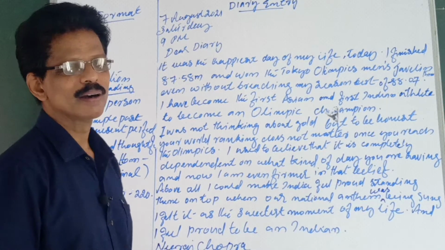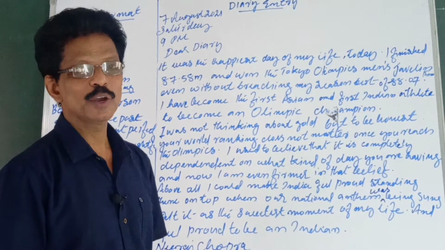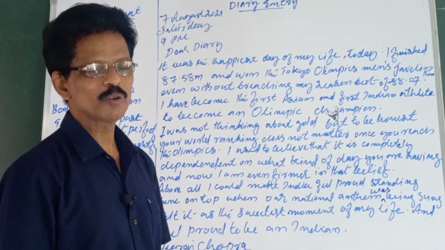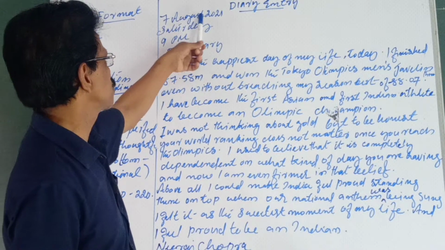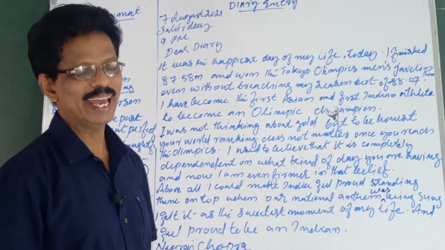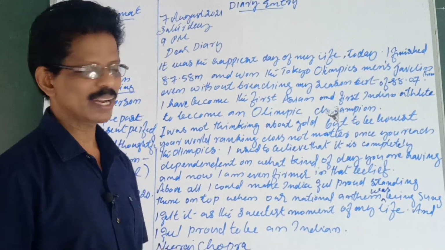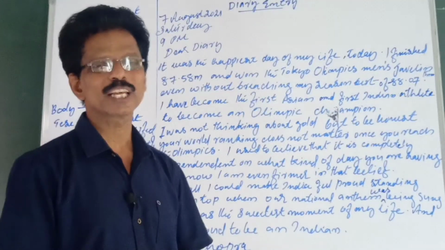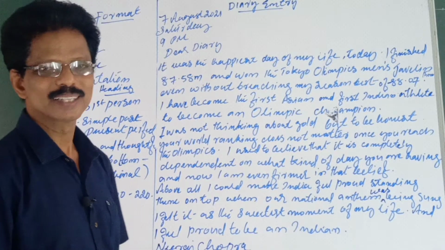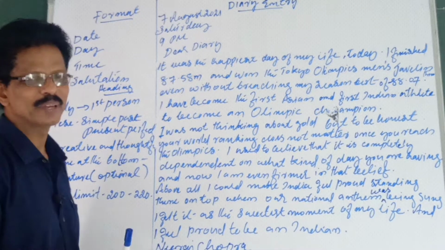Neeraj Chopra, writing a diary entry on the day he won the gold medal, the Olympic gold medal. It was on 7th August 2021, the date when he won the gold medal. So if you know the date correctly and if you are imagining to be Neeraj Chopra and writing the feelings of Neeraj Chopra, not yours, then you can mention the date if you know it correctly. Otherwise, write the day of examination.